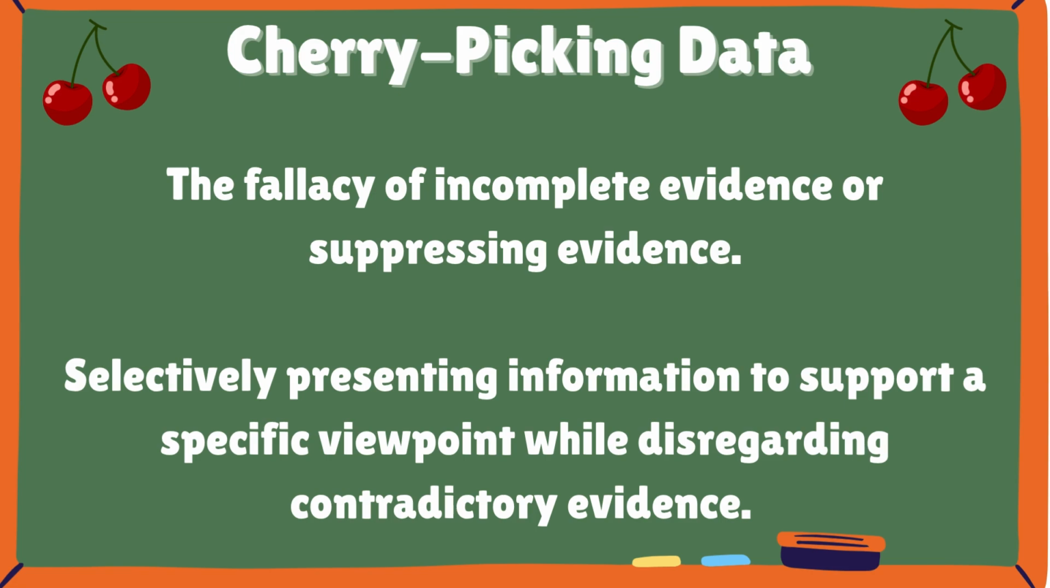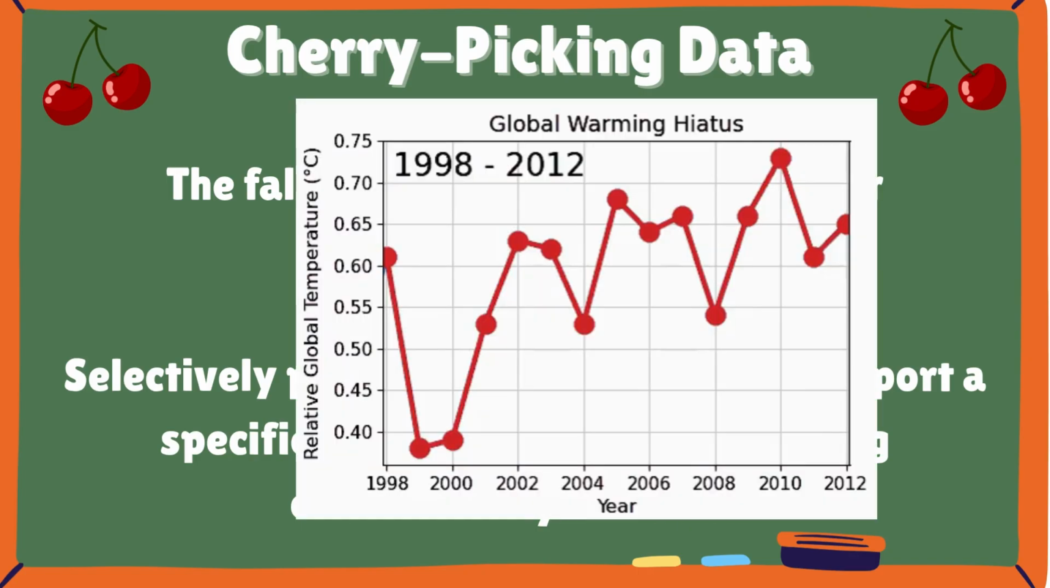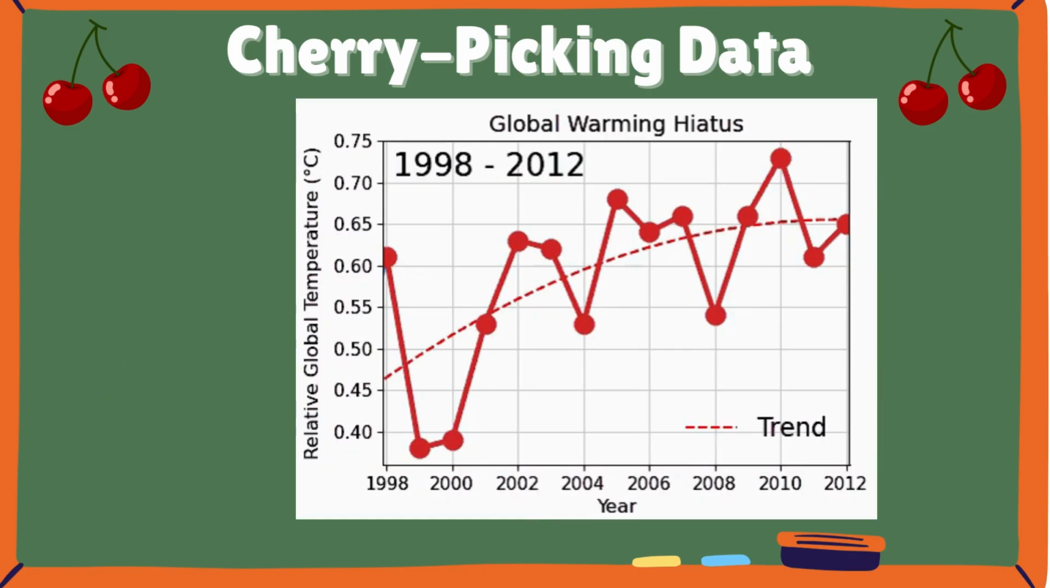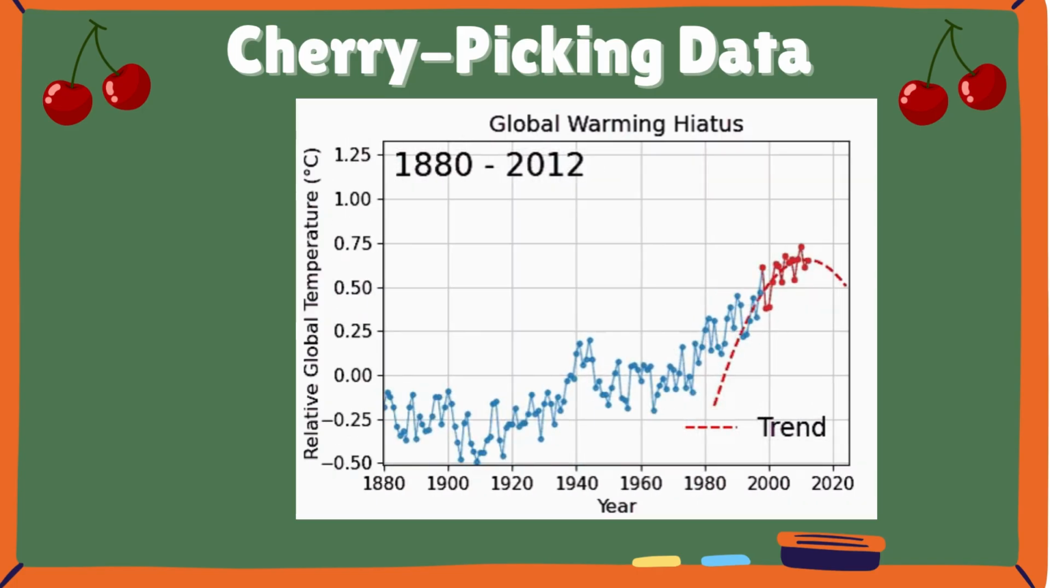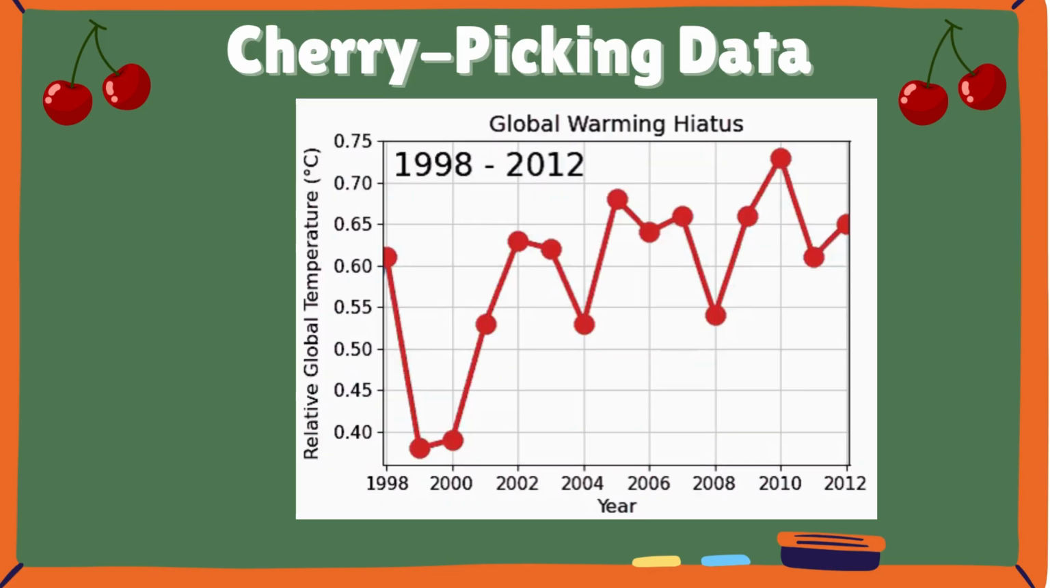This is when someone selectively includes only the data that supports their point, ignoring everything else. Here's a real example. Some climate change skeptics, or contrarians, produced graphs showing global temperatures from 1998 to around 2012 and argued that global warming had paused or stopped. These graphs showed a flat or slightly declining trend line over that time period.